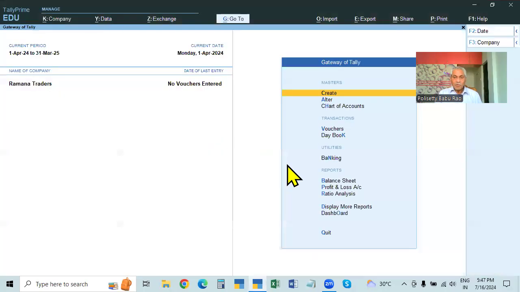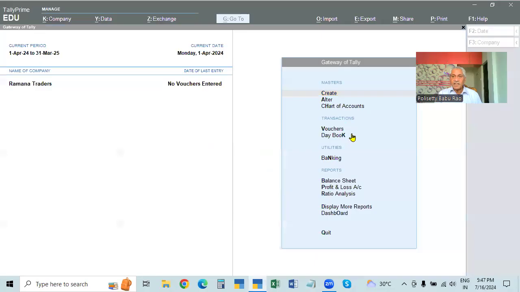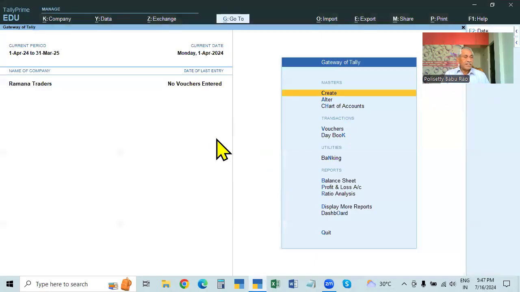To make the entries, for every transaction we have to select the correct type of voucher. For making the entries, this is Masters and Vouchers, that is, transactions you have to record here. For every transaction we have to select the correct voucher type. These voucher types are 24, available by default. In the vouchers, we record the transaction, that is, debit account and credit account.